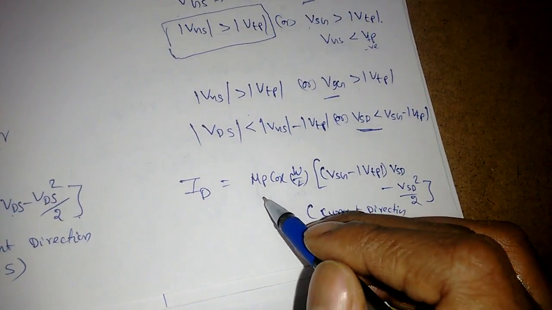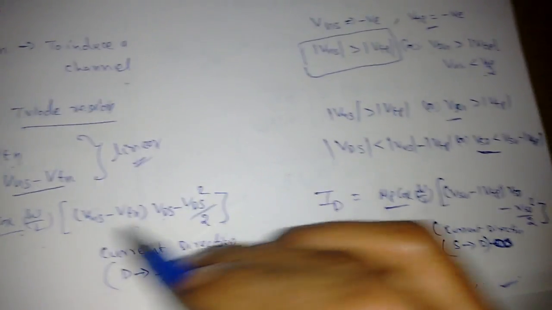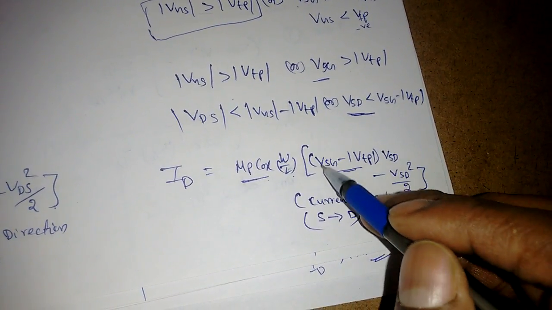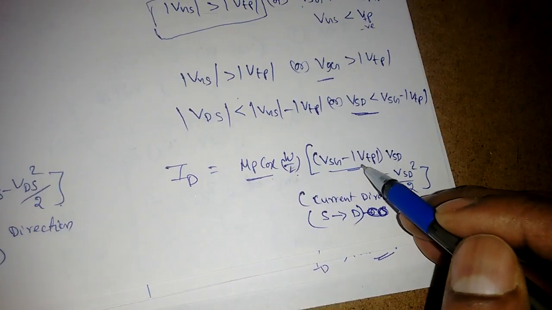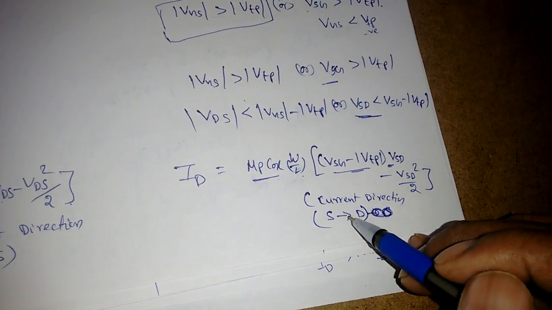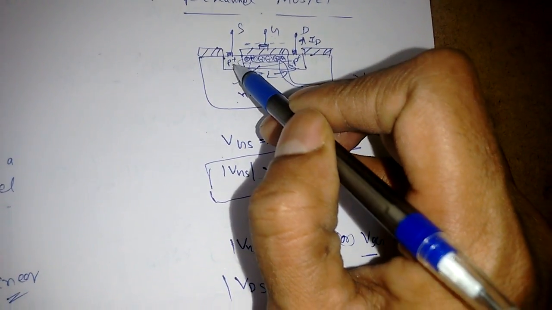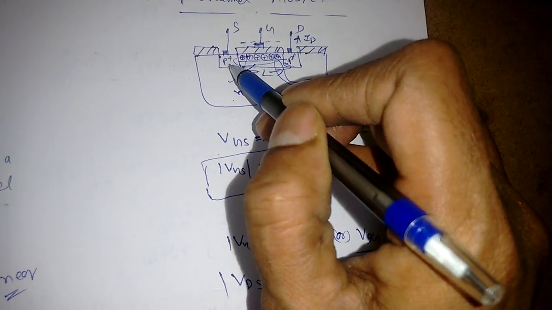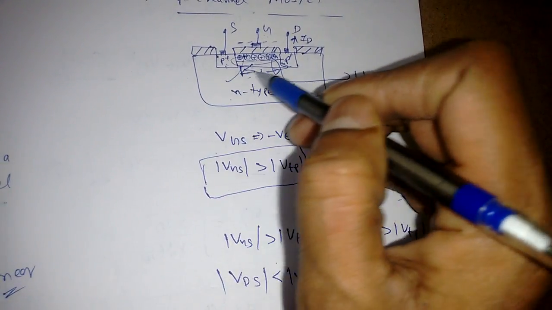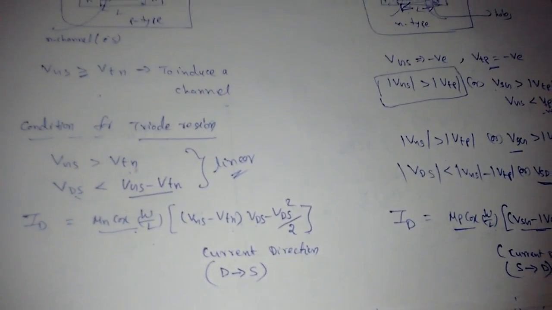The current equation is mu_P Cox, so where it was mu_n Cox, now it is mu_P Cox, W by L. Now this is again the same, I can take mod VGS, or we can say VSG minus mod VTP into VSD minus VSD square by 2. Now the current direction in this case will be source to drain, because the holes come from the source region and reach from source to drain, so the current direction is source to drain. So these are the current expressions.